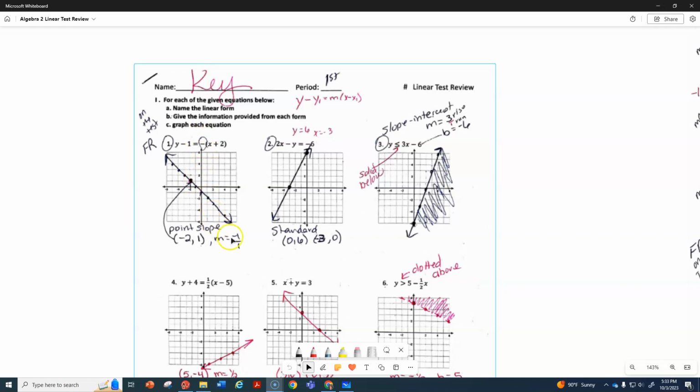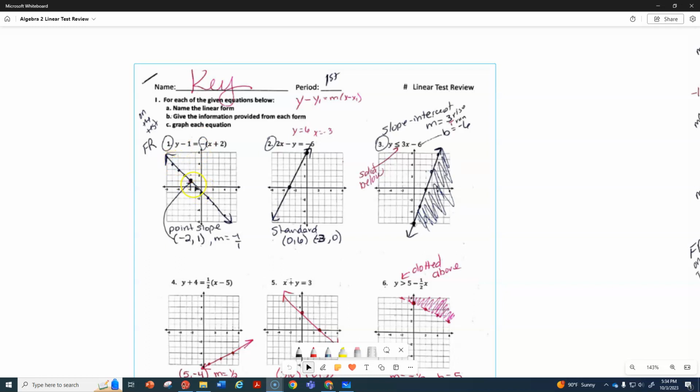I've written it as a 1/1 down here because the number on top is rise, the number on bottom is run. So from that -2, 1 that I got from the equation, I'm then going to rise 1, run 1. Now it has to rise 1, go to the left 1 because my slope is negative. And I just keep doing it. Rise 1, run 1, rise 1, run 1, rise 1, run 1.